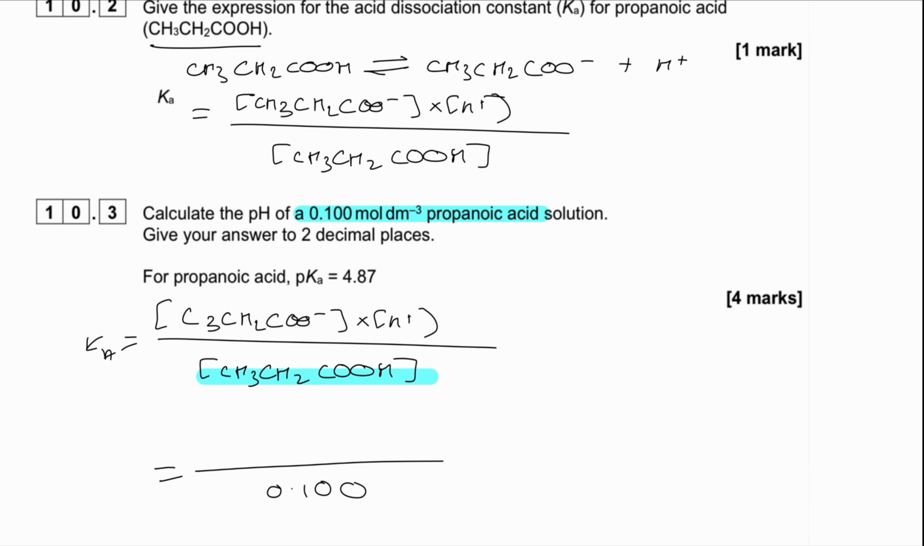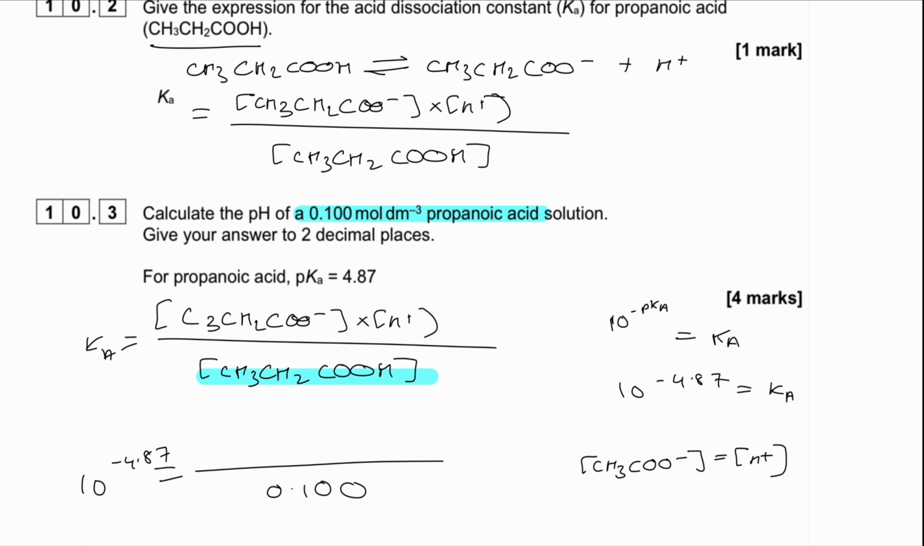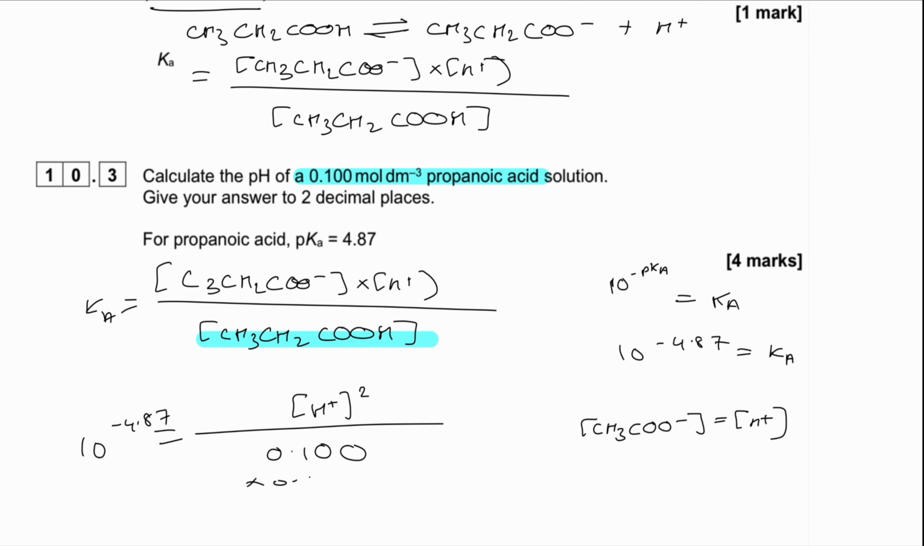So to figure out my Ka, all I have to do is the inverse function, which is 10 to the minus pKa. And that's 10 to the minus 4.87, and that will give me my Ka value. Perfect. And we can use that same concept we did earlier, where we did the hydrogen ion concentration squared, and again that comes back to this rule, where both of them are equal. So I can put hydrogen ion concentration squared at the top. Times both sides by 0.1.